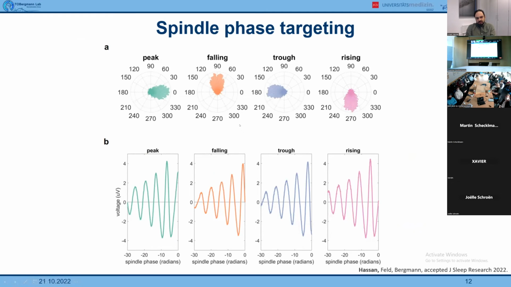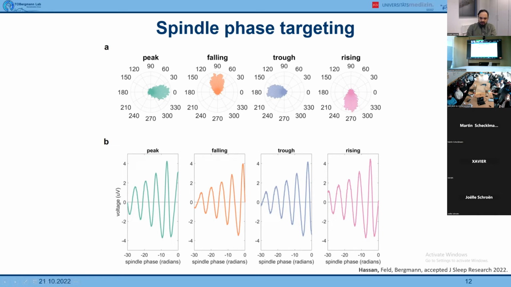actually performed properly in this detected spindle. This has also never been discussed or done in the literature, and real-time phase targeting is also not very easy to do, and we were the first ones to tap into this area.